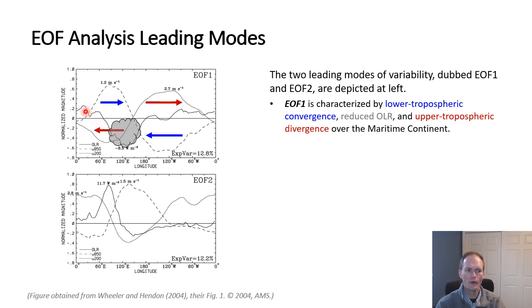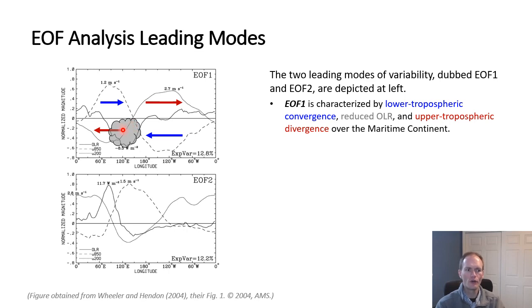So for outgoing long-wave radiation, it is positive between 0 and about 75 east. It is negative between about 75 and 180 degrees east. It's near 0 to about 120 degrees west, and then positive from 120 degrees west back to 0 degrees. So where it's positive, outgoing long-wave radiation is enhanced, and that's associated with reduced thunderstorm activity. Where it's negative, it's associated with reduced outgoing long-wave radiation and enhanced thunderstorm activity.